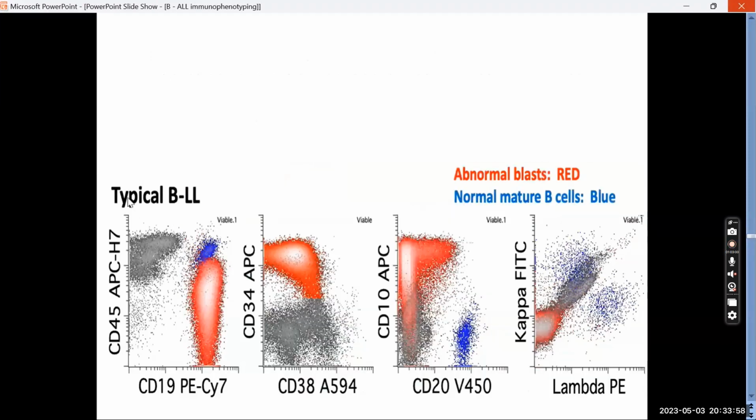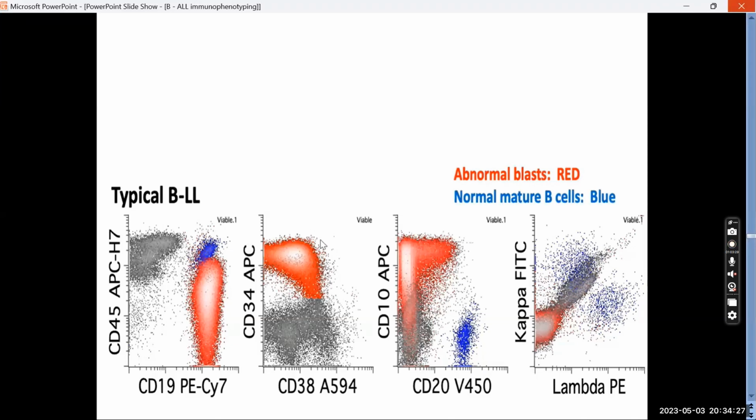Now, this is a typical B-ALL where the red population is blast and the blue population is lymphocytes. You see the blast is CD45, starting from the moderate expression, it goes up to the negative area. CD45 is on the y-axis. So the blast goes from moderate to the negative area. You have internal control lymphocytes. You find the blast here, which is expressing CD34, which is an immature marker, a stem cell marker.